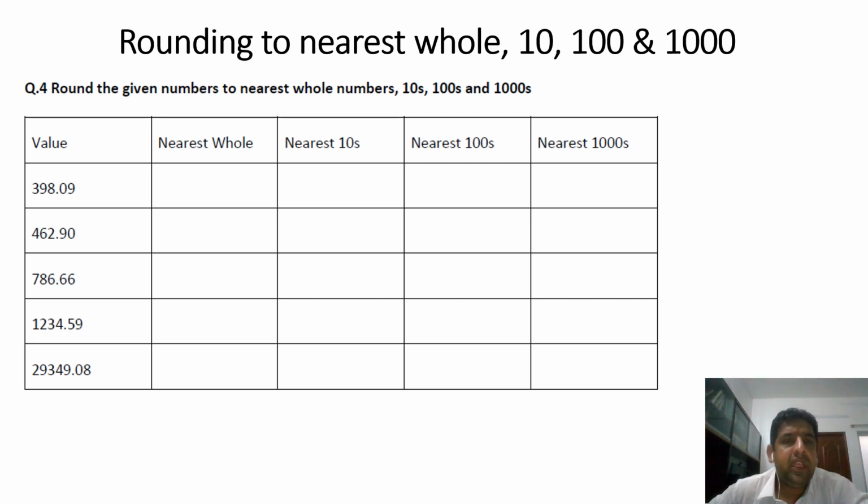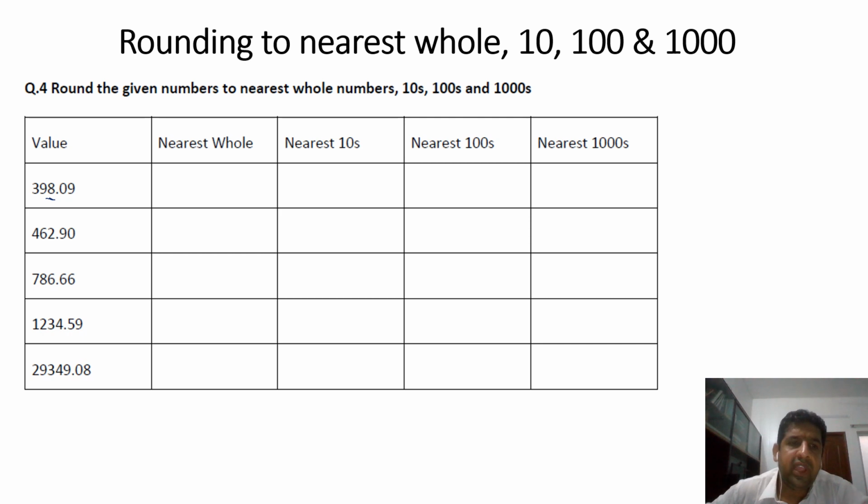Okay, let's start learning how to round the numbers to the nearest whole number, nearest tens, nearest hundreds, and nearest 1000. We have a bunch of questions, but I will be solving two questions for you. For the first question, the value is 398.09. So rounding to the nearest whole number means we have to round this number to the nearest ones.